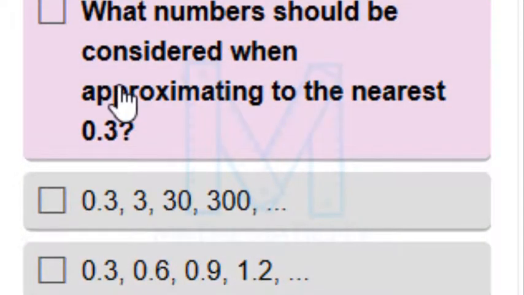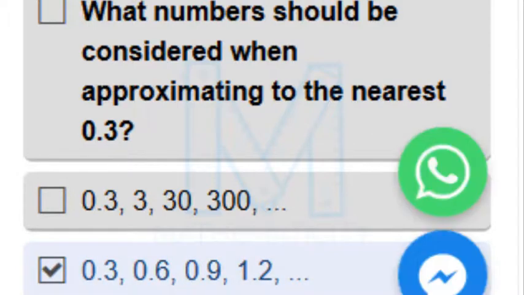What numbers should be considered when approximating to the nearest 0.3? Of course, 0.3 is here. If we take the multiples of this, we keep adding 0.3 to this, we'll have 0.6, 0.9, 1.2, and so on, and this is just correct.